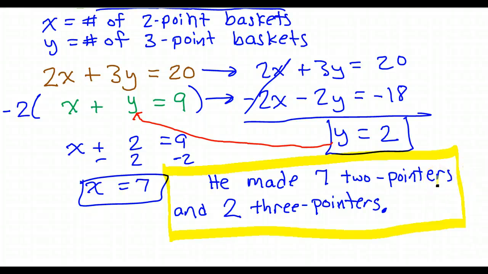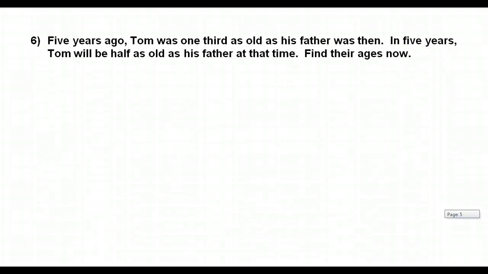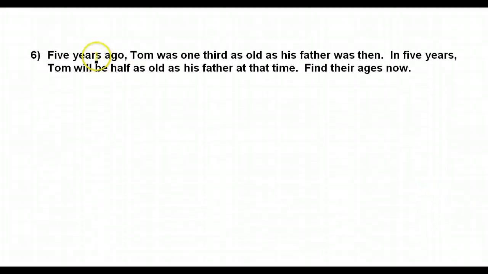Alrighty then. I think we have one more problem left in this assignment, and then we'll be done. Okay, let's go through the process one more time. 5 years ago, Tom was 1/3 as old as his father was then. In 5 years, Tom will be half as old as his father at that time. Find their ages now.